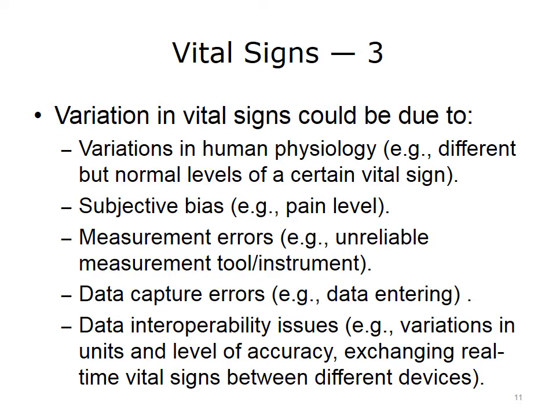The variations in vital signs can be due to normal variations in human physiology, such as the different levels of normal blood pressure across the population. Subjective bias in reporting the vital signs, such as the same level of pain reported differently by different patients. Measurement errors, such as using unreliable measurement tools or instruments to measure blood pressure. Data capture errors, such as making a mistake while entering blood pressure levels. And data interoperability issues, such as the variations in units and levels of accuracy for blood pressure.